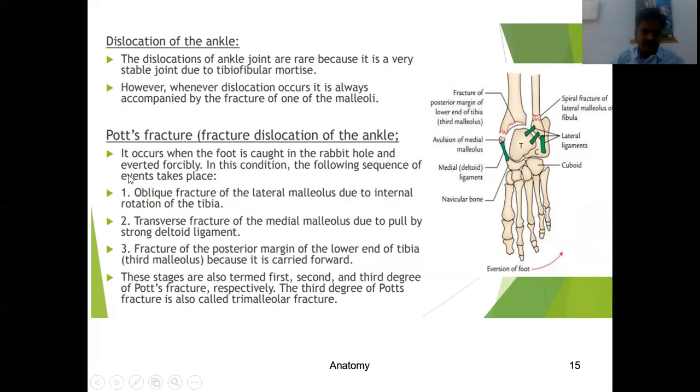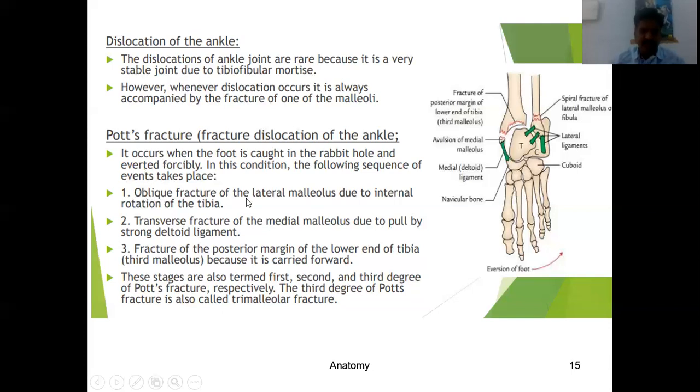It occurs when the foot is caught in a rabbit hole and everted forcibly. In this condition, the following sequence of events takes place. Suddenly, if the foot is placed in a ditch or rabbit hole, that leads to forced eversion of the ankle joint, which leads to Pott's fracture. These are the sequence of events.